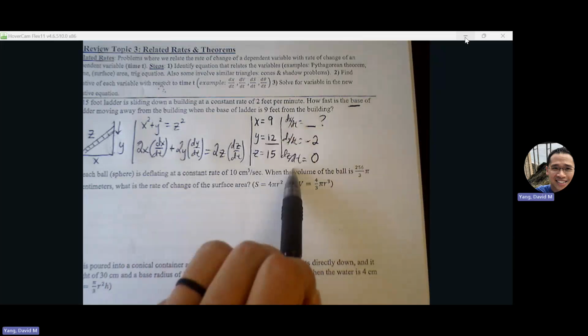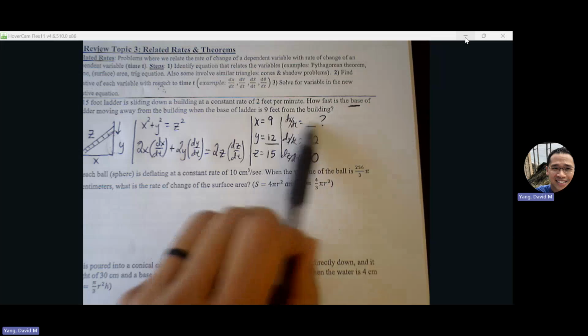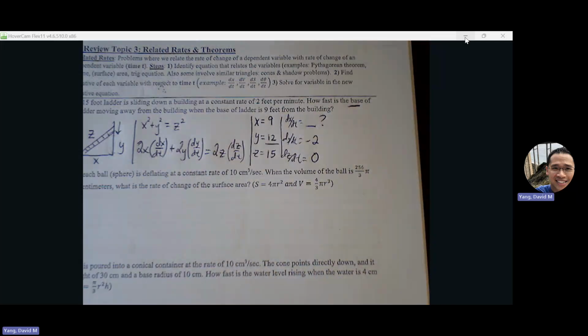Okay, so now everything should be ready. Replace all your x's and y's and z's with our values, and then use our calculator, and we can solve for dx dt. All right, try that.